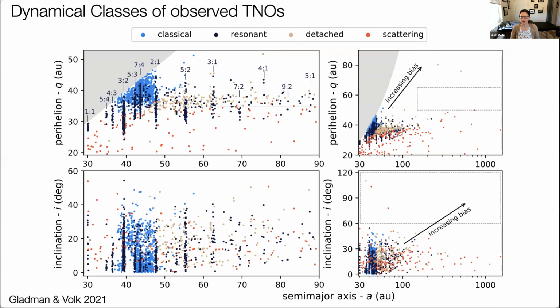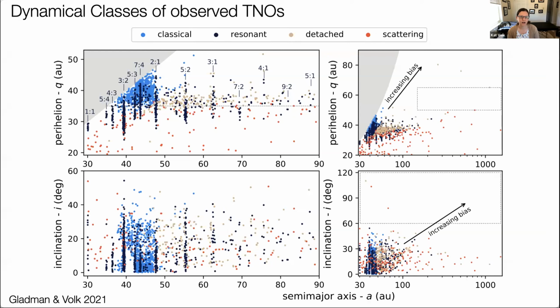So if we take a look at the orbital elements and dynamical classifications of, I think, about 1,200 known TNOs that are observed, the biases are still present in this, but we have them dynamically categorized. We start to see some of the important features in the TNO region. Top left is perihelion distance versus semimajor axis. Bottom is inclination versus semimajor axis. And then the right 2 panels are just log scales so that we can start to see the more extreme orbits that we've observed.